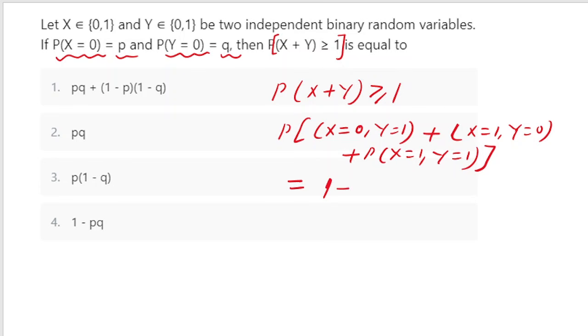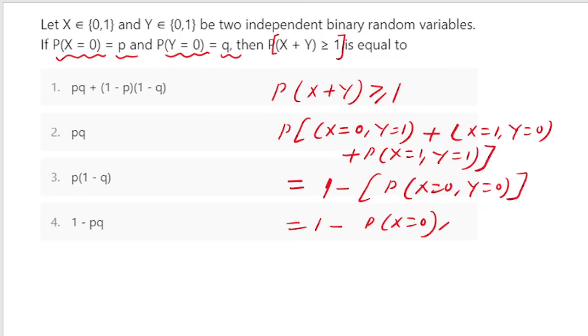So this can also be written as 1 minus probability for x equal to 0 and y equal to 0, an easier way to calculate. It is given that these two are independent binary random variables, so probability of x equal to 0 and y equal to 0 can be written as probability of x equal to 0 into probability of y equal to 0, because they are independent. So 1 minus p into q, since probability of x equal to 0 is p and y equal to 0 is q. The answer is 1 minus p into q. So which option will be correct? The last option will be correct.